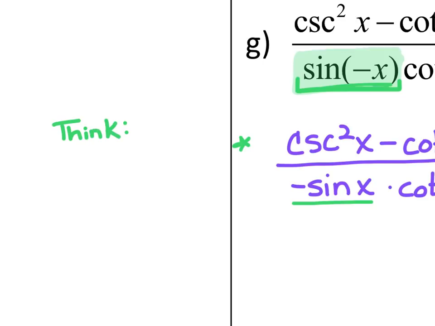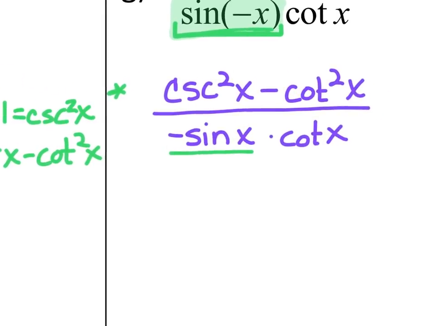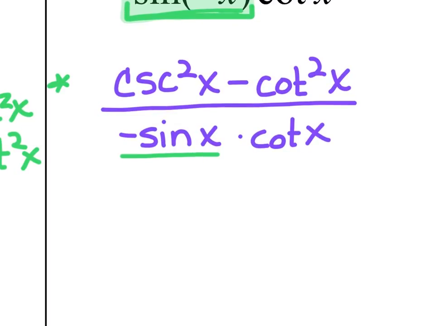And so here's my thinking. I see on the Pythagorean identities that cotangent squared of x plus 1 equals cosecant squared of x. And if I subtract cotangent squared from both sides, I can rearrange this to say 1 equals cosecant squared of x minus cotangent squared of x. Therefore, I can replace that entire numerator there with just a 1 over negative sine of x.